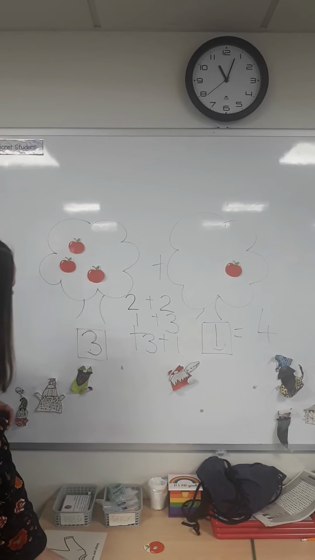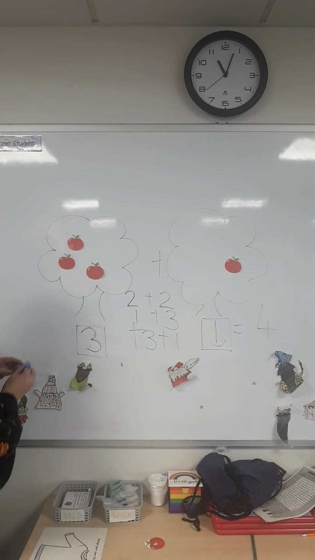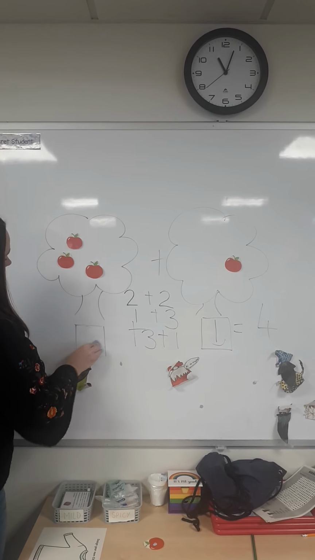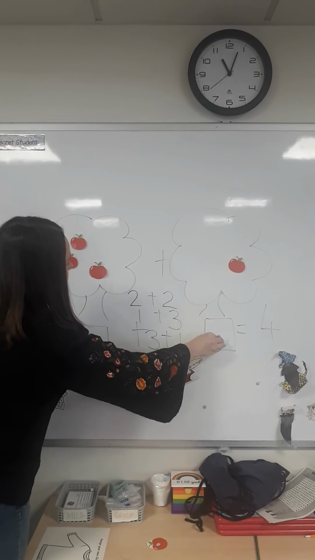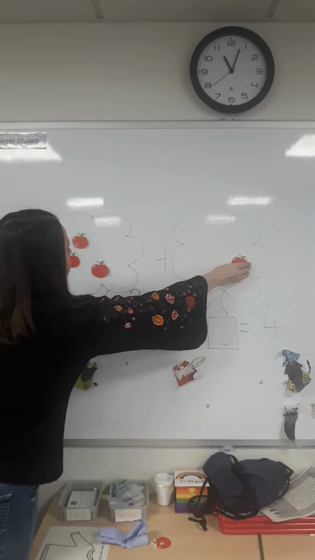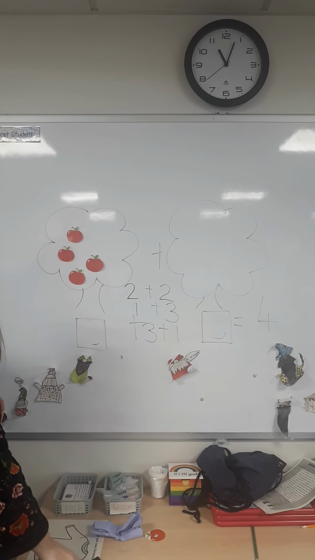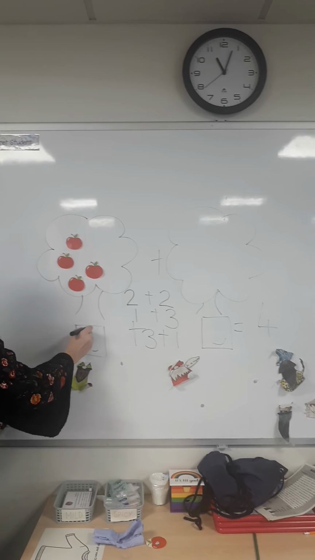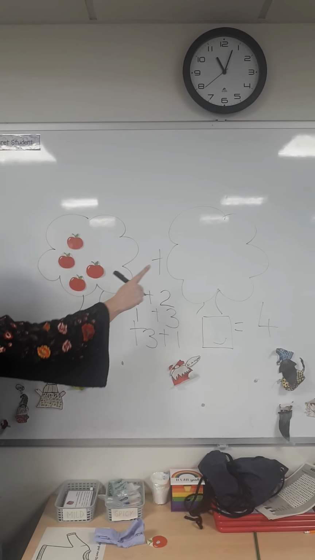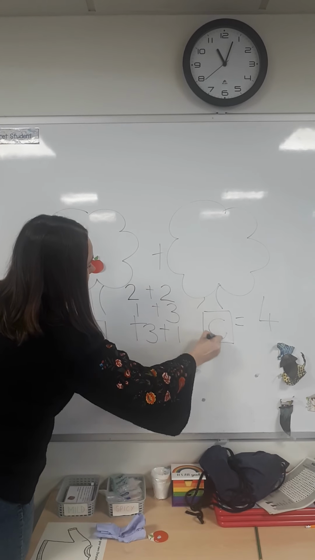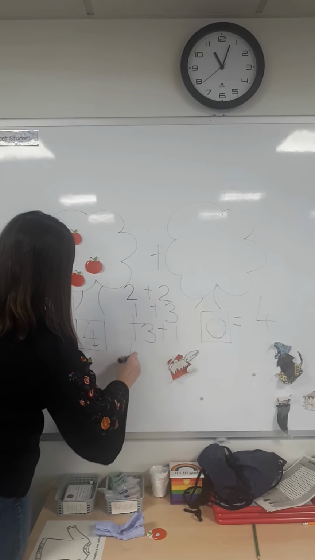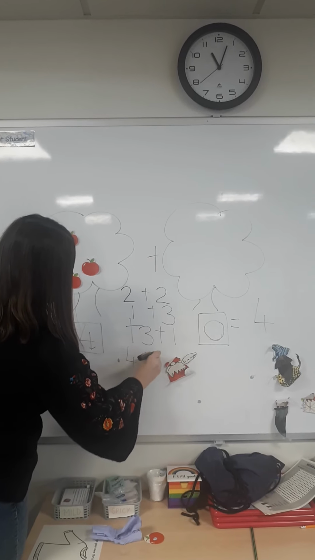There is another one, however, that we can do. I'm just going to rub out my box here. And if I move this apple over here, can you see what sum I have made? So I've got 4 apples in this tray and 0. So let's write this sum in the middle, 4, adding on 0.